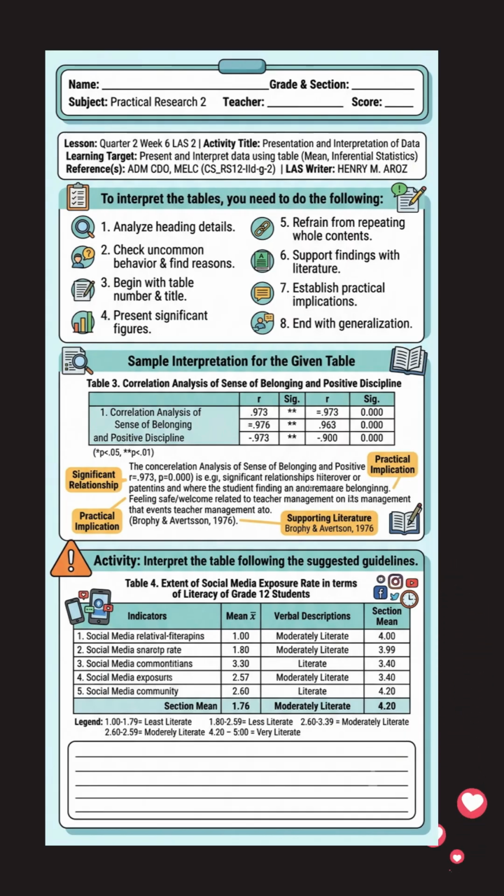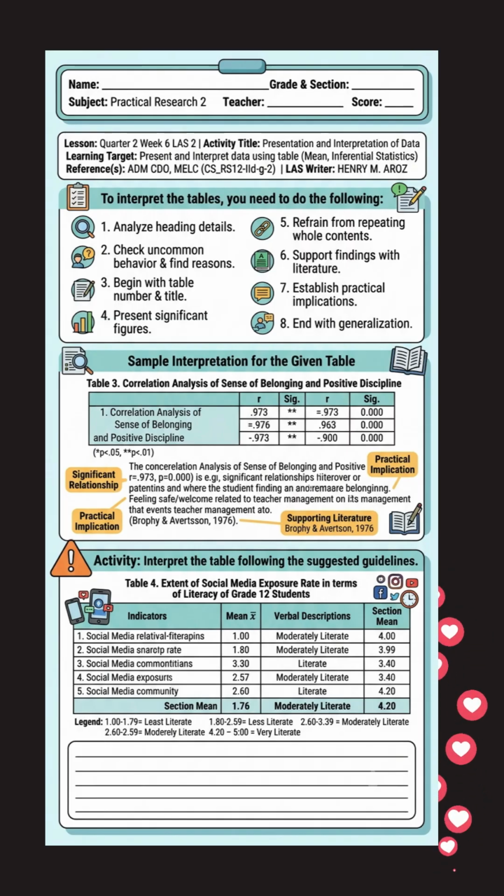4. I am exploring social media according to my preference: 3.40, literate. 5. I am literate enough for choosing appropriate platforms based on my interest: 3.42, literate. Section mean: 3.13, moderately literate.